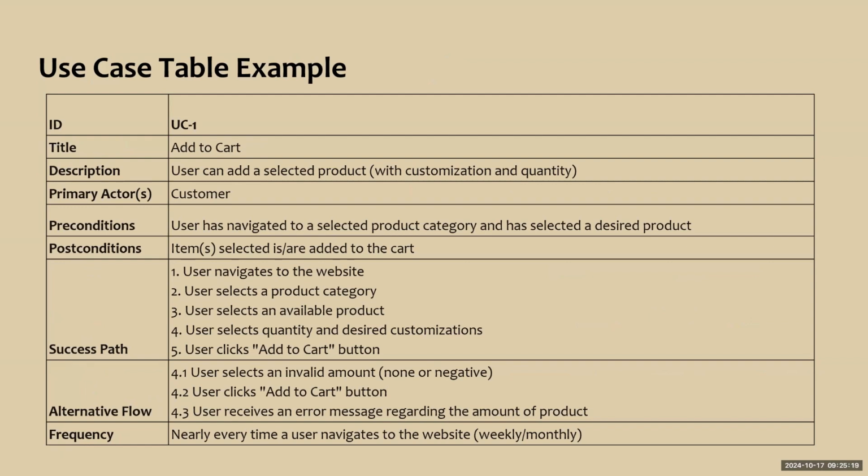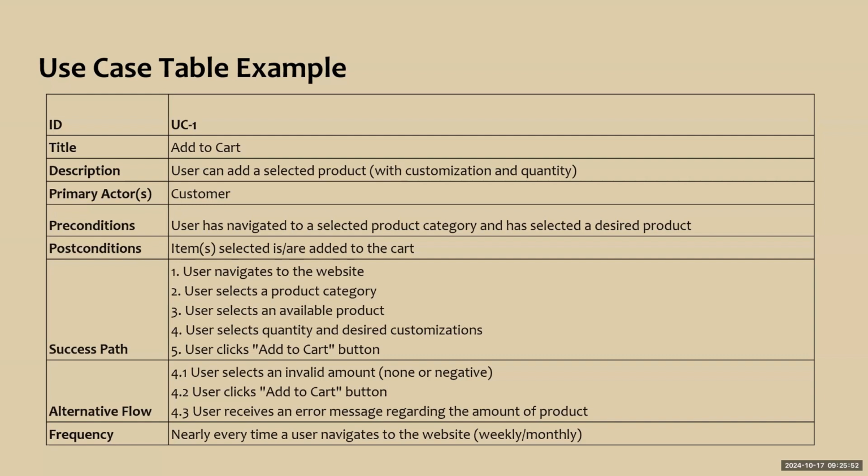So this is the use case that covers the scenario where a user is adding an item to a cart. They're in that detailed bean page that I showed on the previous slide, and they are going to add an item to a cart. So the description is the user can add a selected product with a customization and quantity. So customization meaning they can customize what ground type they want, and then the quantity. The primary actor is obviously the customer when they're selecting this.